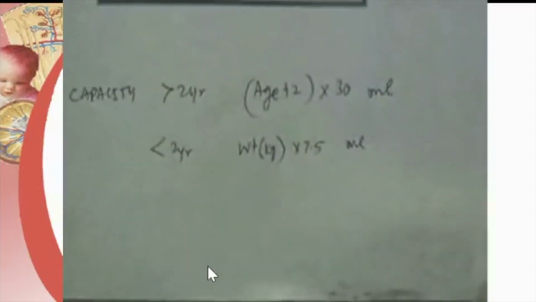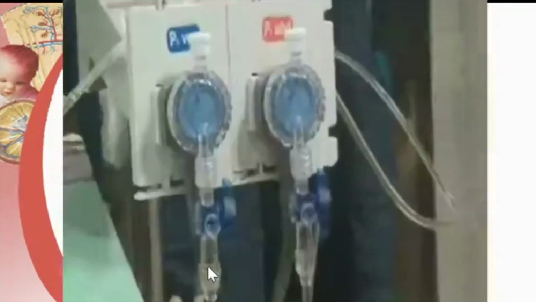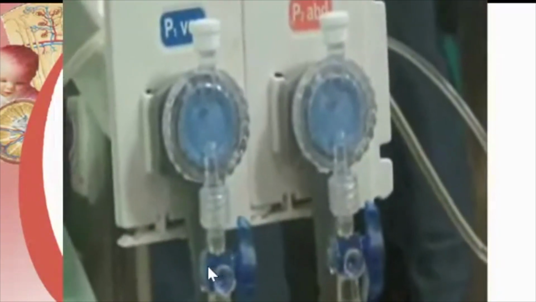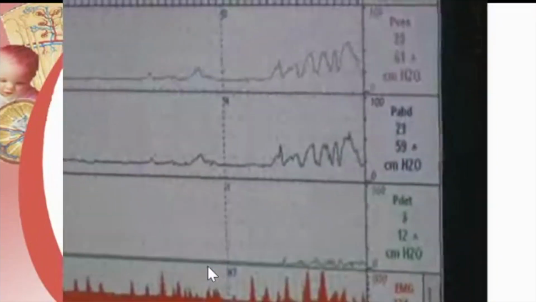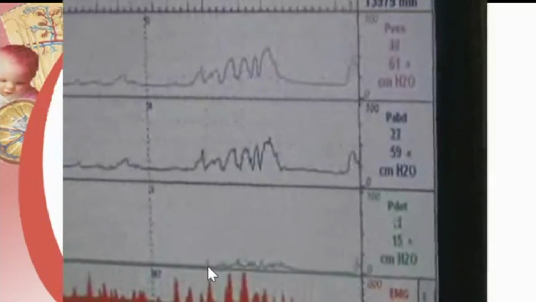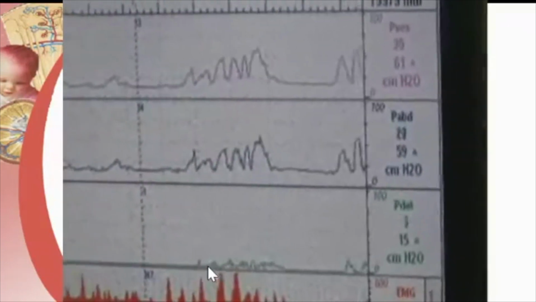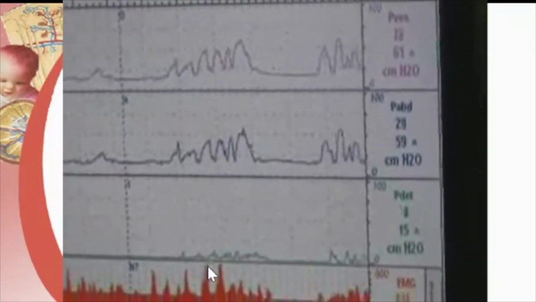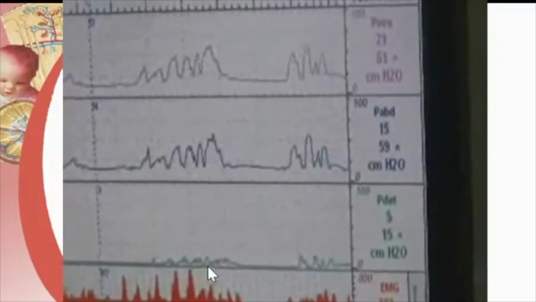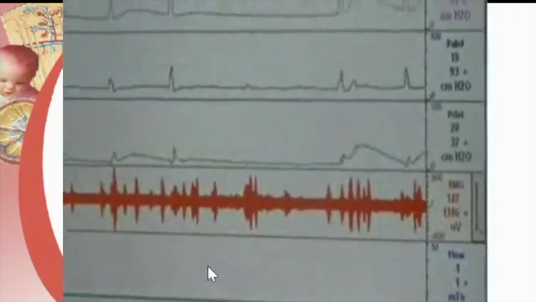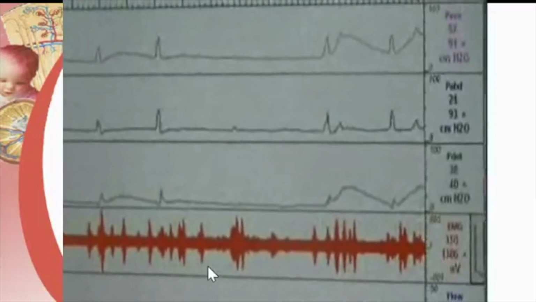So this is a 2-year-old child. The capacity is age plus 2 times 30, which is around 120 ml. So that is the urodynamic study being done. Each time the child is crying, you can know that this is causing a deflection.